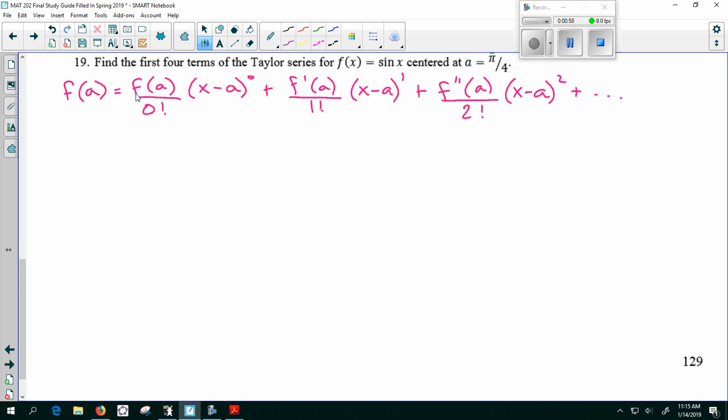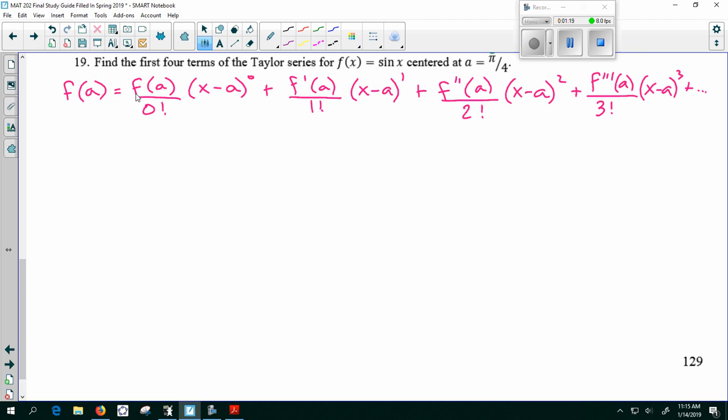Okay, maybe I'll write out one more term because I want the first 4 terms here. So I need f triple prime of a over 3 factorial times x minus a cubed. All right, so that's what I'm going to need. I need f of a, f prime of a, f double prime of a, and f triple prime of a.